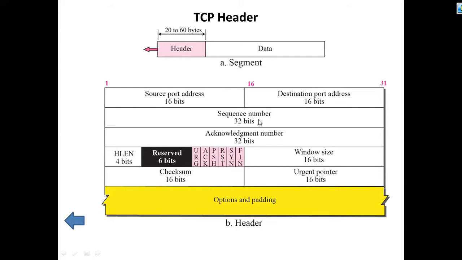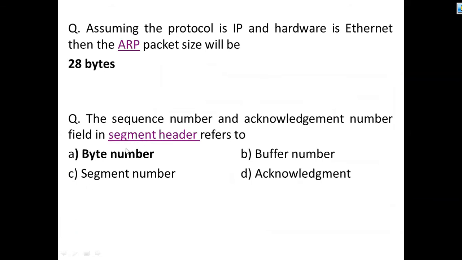So there is something called the sequence number. The sequence number represents the first byte number of the data. This segment carries some data, and actually TCP is a stream of bytes. Every byte is given one number, and that is represented using this field. So the sequence number is used to represent the first byte number of this packet. So the answer here is byte number.